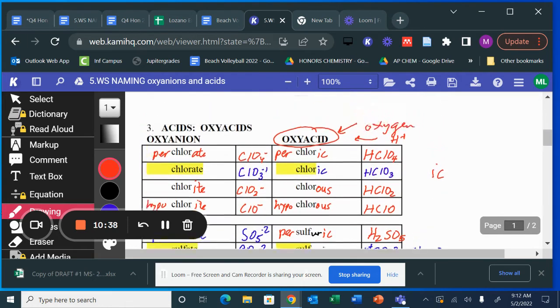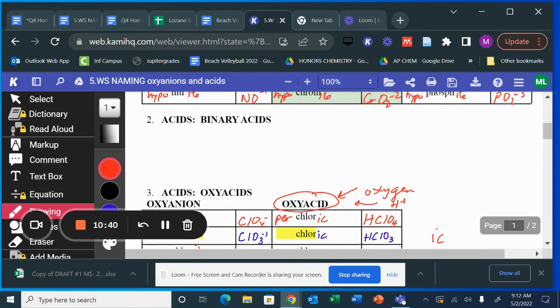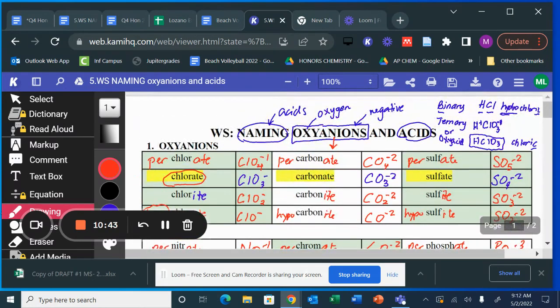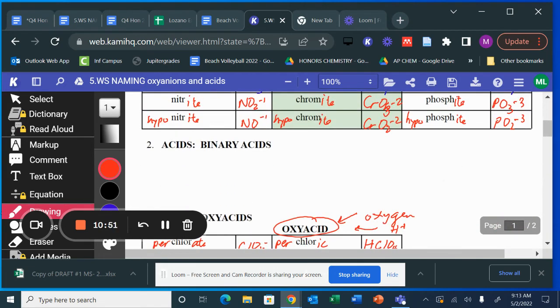Okay, so that's how you name oxyacids. Don't forget to name the binary acids differently, okay? For example, HF, HCl, HBr. These are not oxyacids, so do not name them like oxyacids.